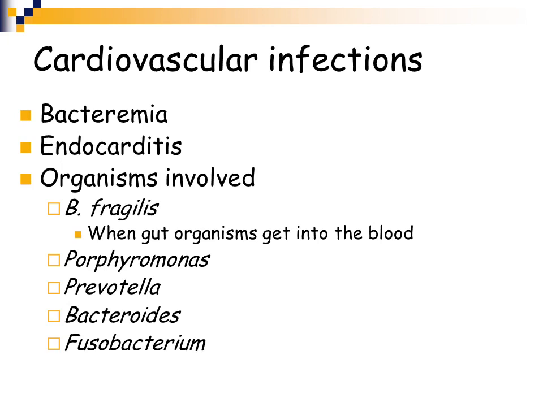Cardiovascular infections, you can have bacteremia, endocarditis. So the organisms that are commonly involved in the cardiovascular infections with anaerobes are Bacteroides fragilis, and this is usually when your normal gut flora somehow get into the bloodstream. So this can be due to a perforation. This can be due to a ruptured hernia in the intestinal wall.